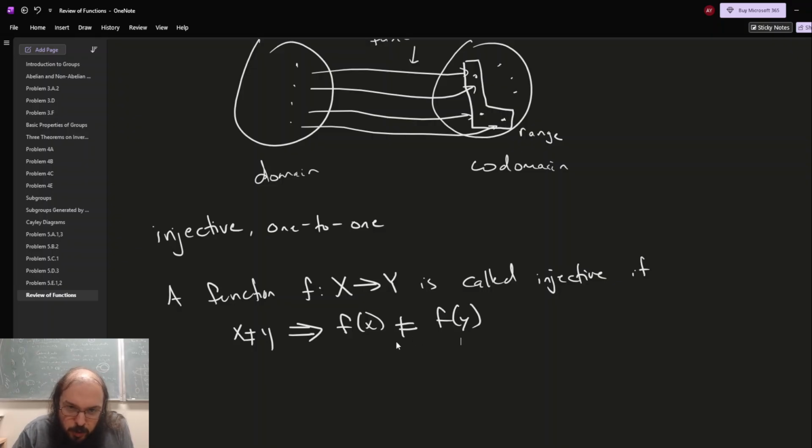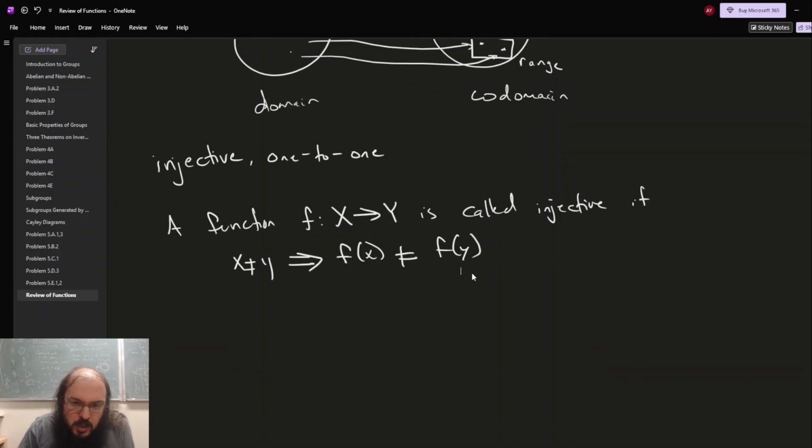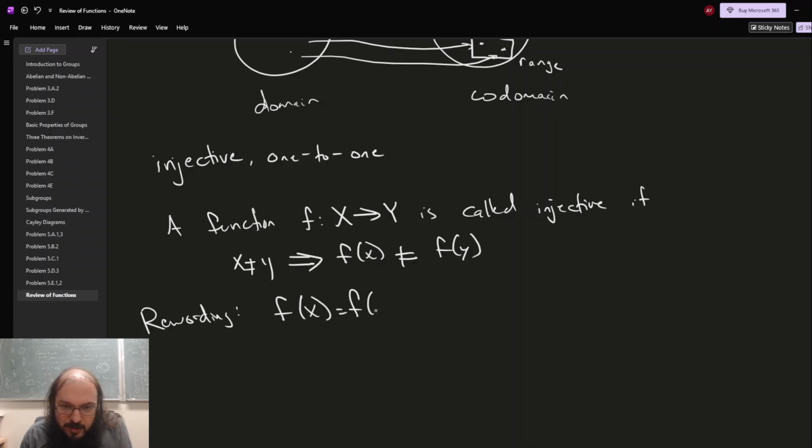Sometimes you see this reworded, if we remember our logic, with the contrapositive, where we negate the conclusion of the statement, reverse the implication, and negate the premise. This is sometimes helpful for proofs. f of x equals f of y implies x equals y.